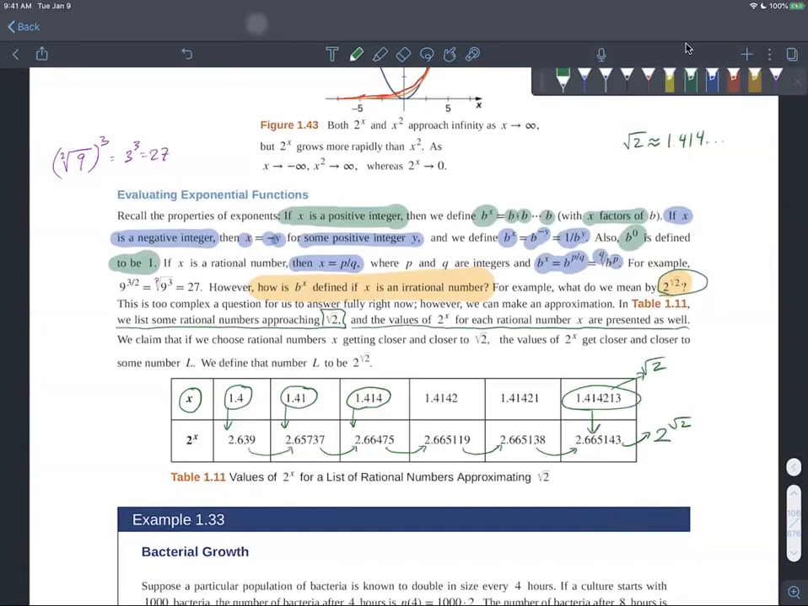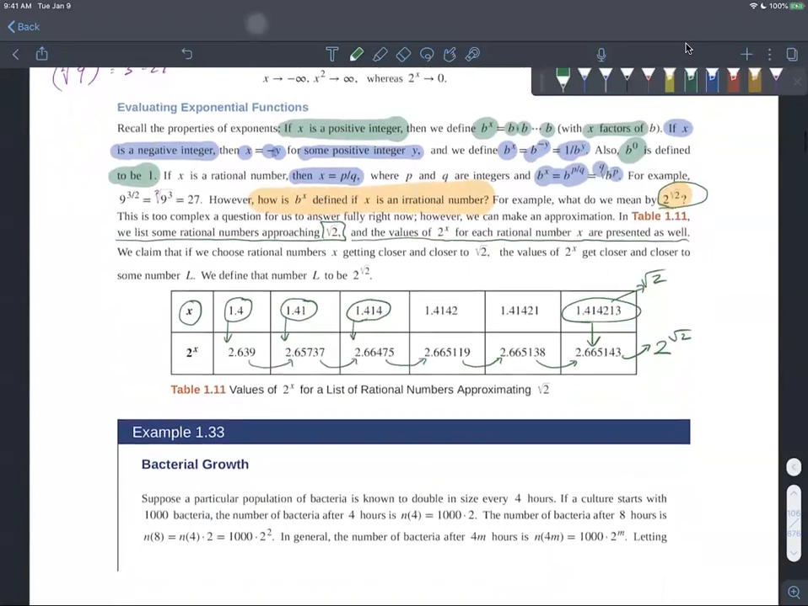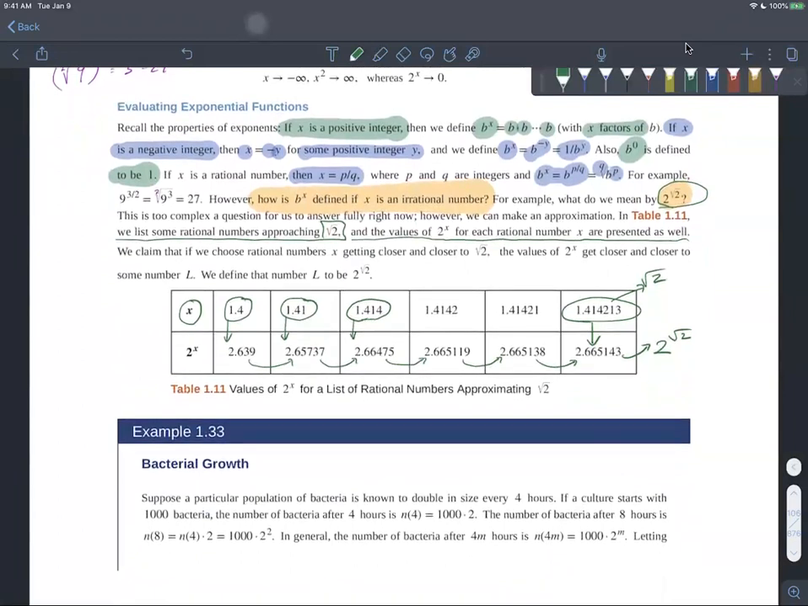So let's continue reading. It says, we claim that if we choose rational numbers x getting closer and closer to the square root of 2, the values of 2 to the x will get closer and closer to some number L, and we define that number L to be 2 raised to the square root of 2. So for now, that will be our explanation for that.